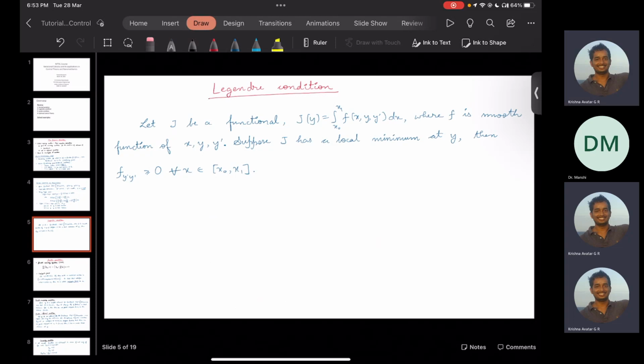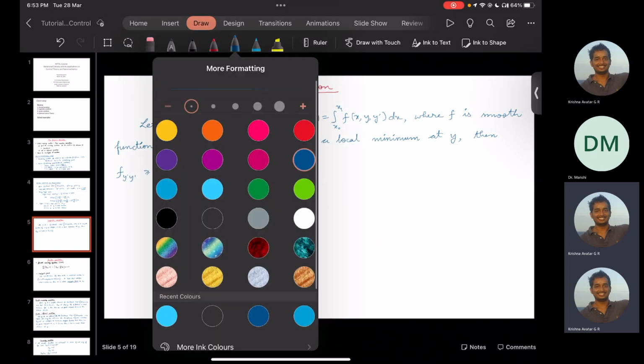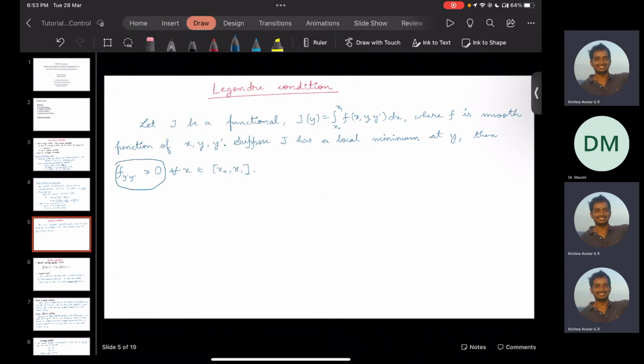So the requirement that you clearly see is that the second partial derivative of f with respect to y prime should be greater or equal to 0. And this should hold for all x lying in the interval x naught x1. And mind you that the Legendre condition is a point-wise requirement, in the sense that it has to be satisfied point-wise at every point x in the interval.